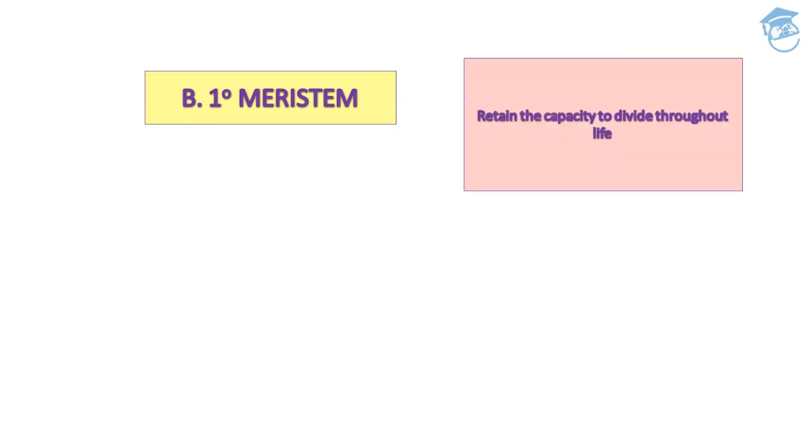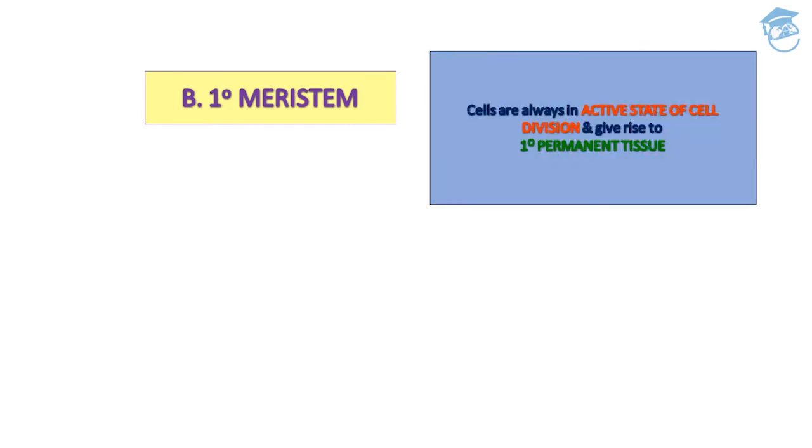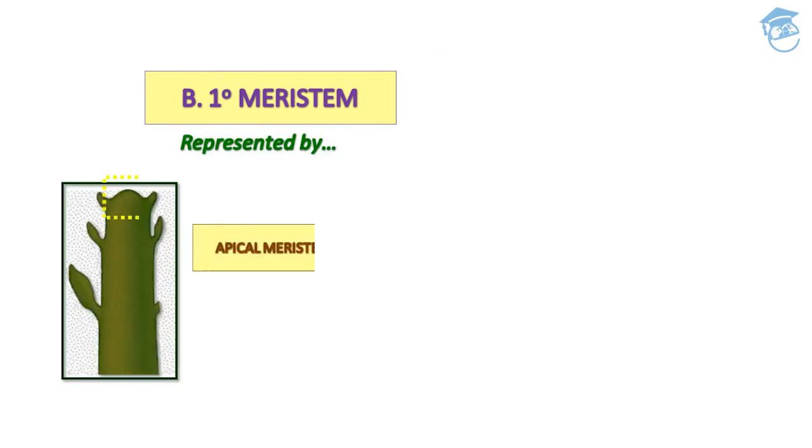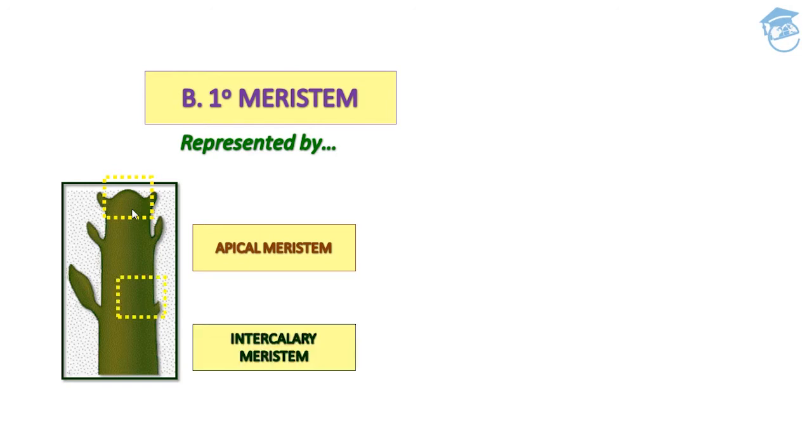Primary meristem retains the capacity to divide throughout life, and its cells are always in an active state of cell division, and it gives rise to primary permanent tissue. It is represented by apical meristem. As you can see, this is the apical meristem, which is present at the apex of the shoot, and this is the intercalary meristem, which is present between the mature tissues.